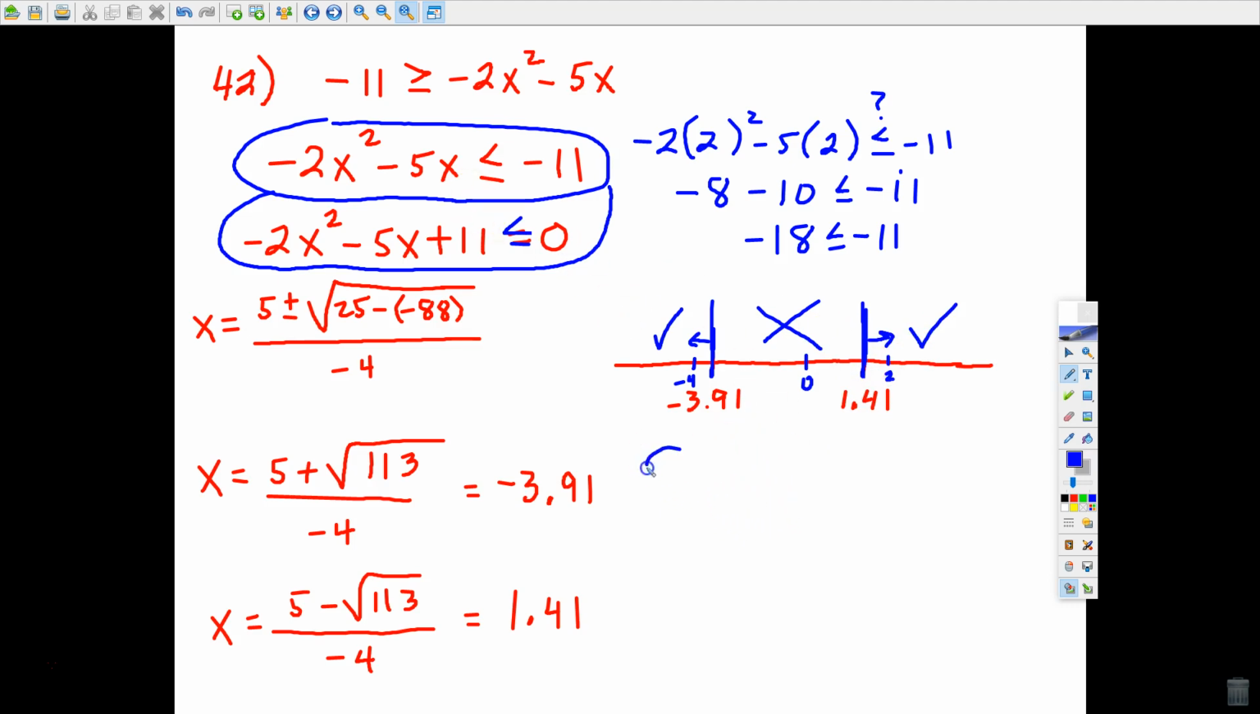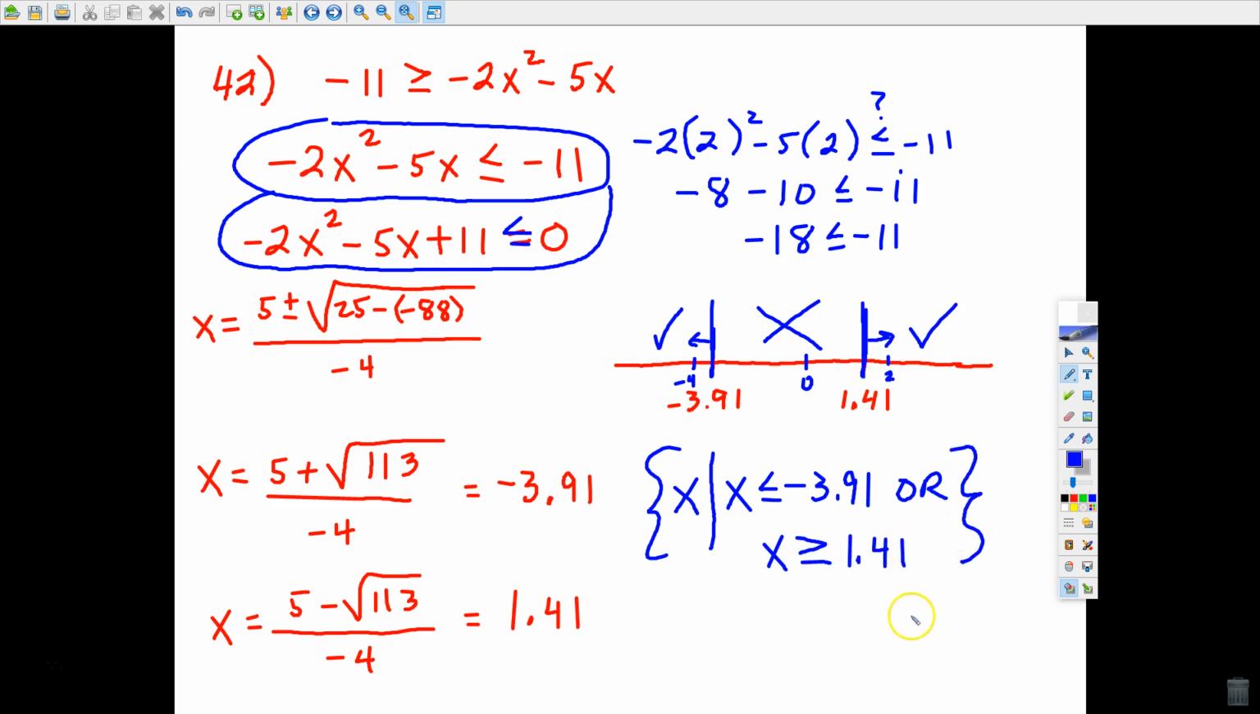So let's put it all together and state our answer for x. That means the solutions such that all of the numbers less than or equal to negative 3.91, that's what we proved here, or we could have all of the numbers greater than or equal to 1.41. And that is the answer for number 42.